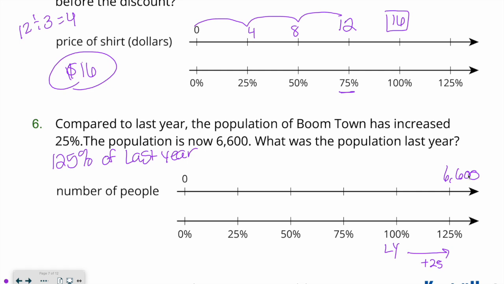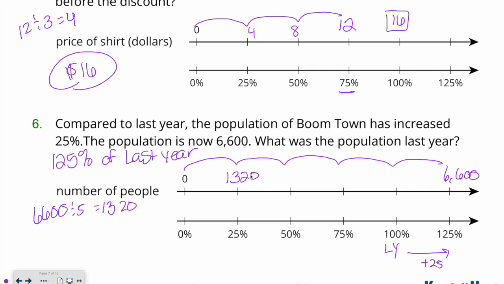To get from 0 to 125%, it's 1, 2, 3, 4, 5. So we're going to divide 6,600 divided by 5 to get 1,320. Each mark adds another 1,320 people. So if I keep adding 1,320 till I get to the 100%, I have 5,280 people last year.